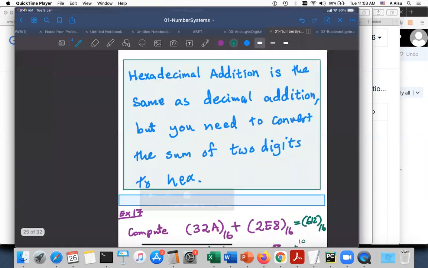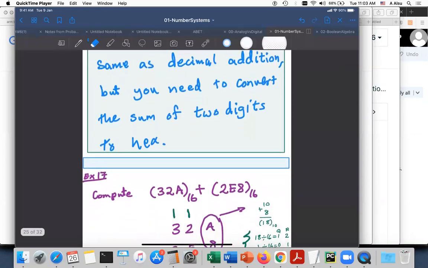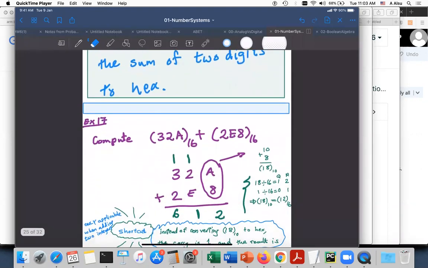So let's continue our discussion of hexadecimal addition, which is exactly the same as decimal addition, okay? But you need to convert the sum of every two digits to hexadecimal now. Let's take an example. We would like to add these two numbers: 32A in hexadecimal plus 2E8 in hexadecimal. And we would like to do the operation in hexadecimal, okay?